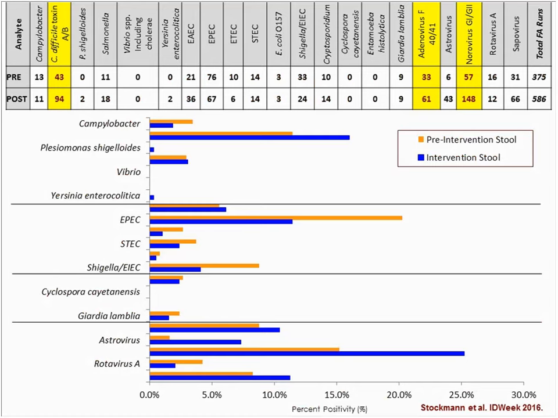In the pre-period, 386 targets were detected on the FilmArray GI panel, and 630 targets were detected in the post-period. The most common pathogens detected in both groups were enteropathogenic E. coli, norovirus, and C. difficile. I highlighted here the significant differences in the number of pathogens between the two groups, which were found in norovirus, C. difficile, astrovirus, rotavirus, and Shigella.